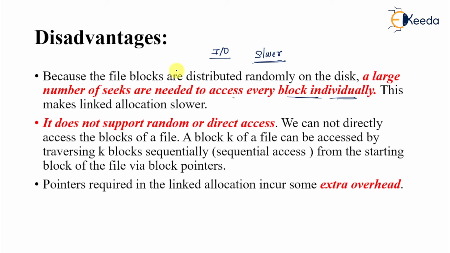It does not support random or direct access. We cannot directly go and access a block of the file. Block K of the file can be accessed by traversing K blocks sequentially. You have to follow the link in this case. Suppose I have to access this fourth block, then I cannot go directly over here. I have to traverse this entire list to get to this particular block, from the starting block via the block pointers.